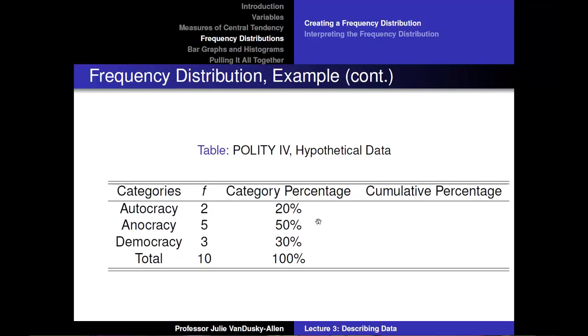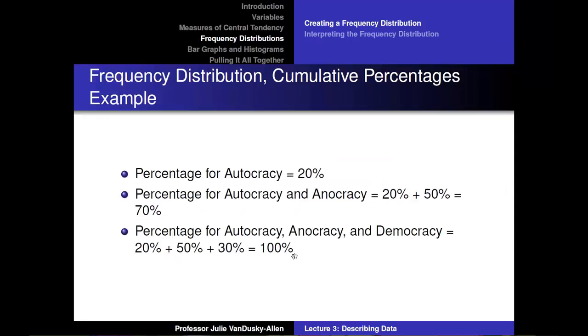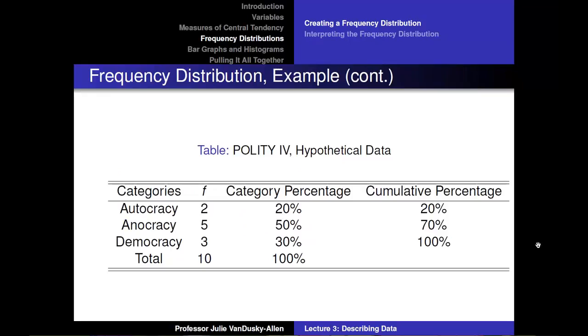The cumulative percentage value for democracies would be the sum of the category percentages for autocracies, anocracies, and democracies. So it would be 20% plus 50% plus 30%, which equals 100%. We add this information to the last column. You write cumulative percentage as the column title and add 20%, 70%, and 100% to the appropriate rows. Note that we leave the total row empty for the cumulative percentage column.